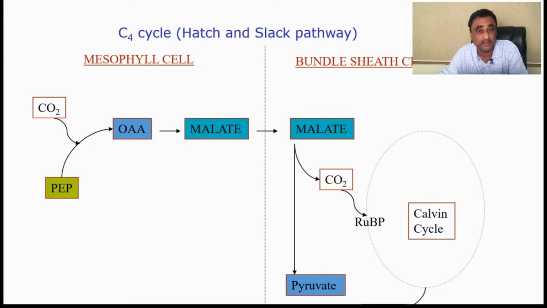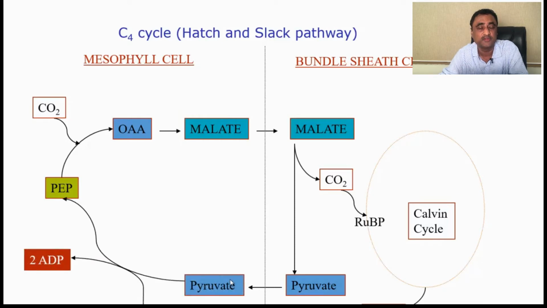Now this pyruvate will again go back to the mesophyll cell. In the mesophyll cell, the pyruvate undergoes dikinase activity, and as a result 2 molecules of ATP are utilized, and again the CO2 acceptor in the form of PEP is formed. So this is how the entire Calvin cycle is completed. This is how the entire Hatch and Slack cycle is completed.